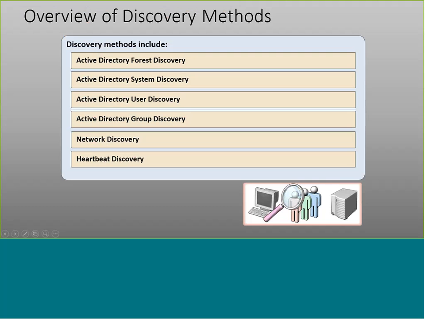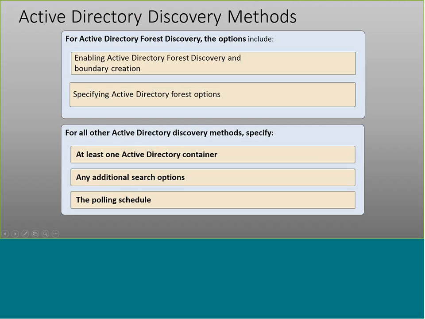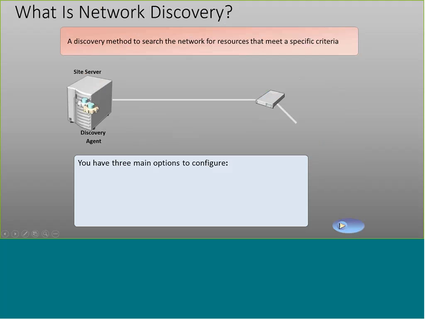Discovery methods include all these: forest discovery, system discovery, user and group discovery, network discovery, and heartbeat. So let's go one by one with that. So if we go for this, you can see this diagram now. And what is network discovery? A discovery method to search the network for resources that meet specific criteria. You have 3 main options to configure.